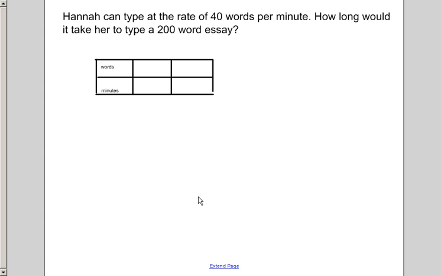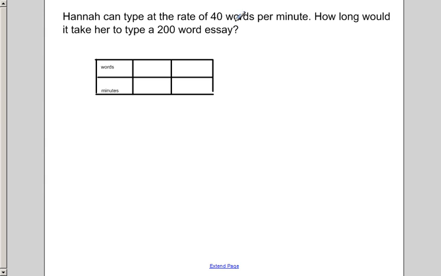So we're going to do another problem. And again, the problems I'm showing you are pretty simple, but if you use this method, you can use it on all rate problems, no matter how complicated they get. So here's a rate table, and I'm going to be talking about words and minutes. Hannah can type at the rate of 40 words per minute. So how long would it take her to type a 200-word essay?